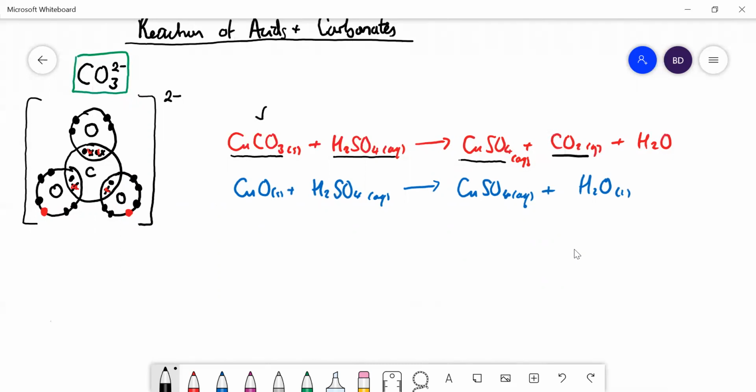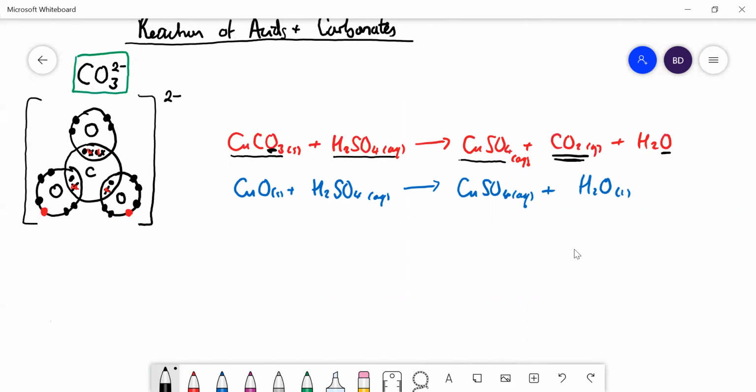carbonate ion, you've got 1 carbon and 3 oxygens. Well, 1 carbon and 2 oxygens end up in the CO2. The other oxygen from the carbonate goes into the water. The hydrogens in the water come from the H+ ions in the sulfuric acid. Okay, and essentially the sulfate ions are spectator ions. They don't actually change at all.